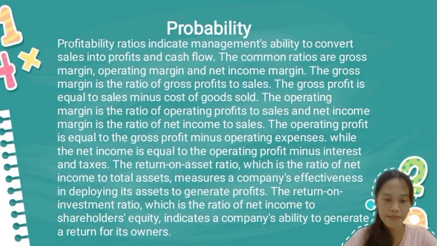Ang operating margin naman is kung pira ang profit na nahimo sa company after paying sa production ngan raw materials. Ang net income margin man is the net income sa sales. Ang net income is same sa operating profit minus la ang interest ngan taxes. Mayaon to ratio ang net income, and that is the return on assets ratio and the return on investment ratio.